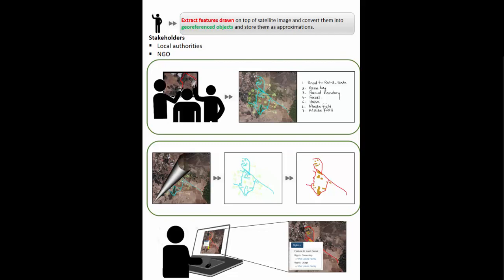In this video, I'll demonstrate another use case of SmartSkeMa. In this use case, features are extracted from sketch maps drawn on top of the satellite image. The idea is that once these features have been drawn, the sketch map is digitized and the digital objects are extracted. This use case was motivated by our work in Ethiopia.